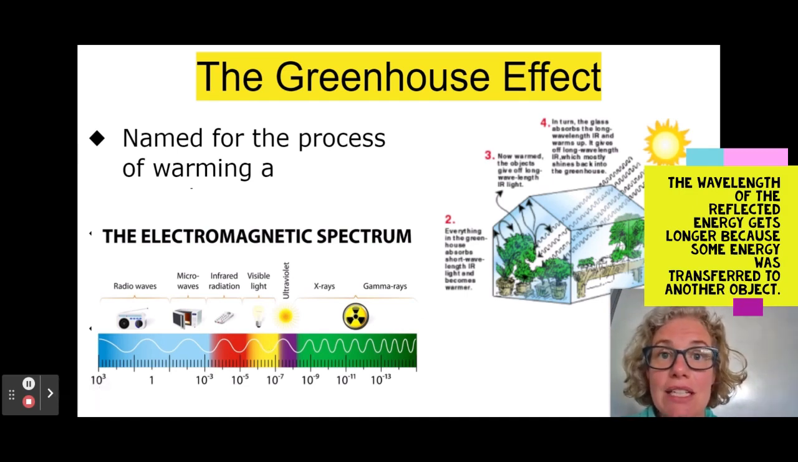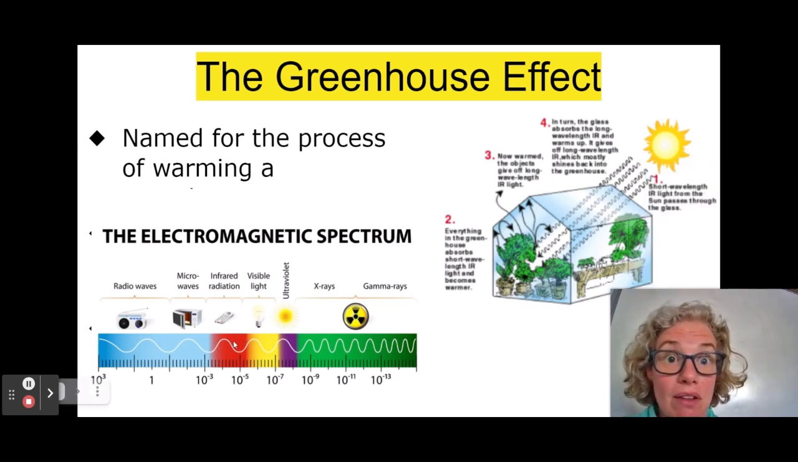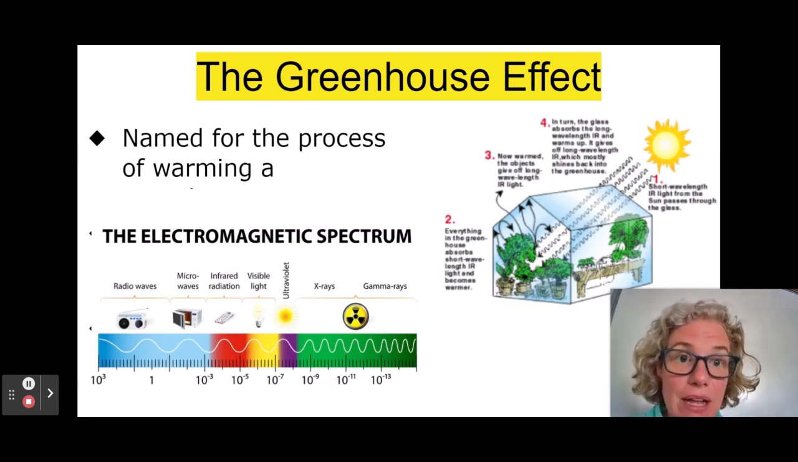But after it's interacted with things on our planet or within a greenhouse, it's going to change the wavelength and make it longer, which will affect how it then interacts with the layer of glass, if we're talking about a greenhouse, or gases, if we're talking about the greenhouse effect.